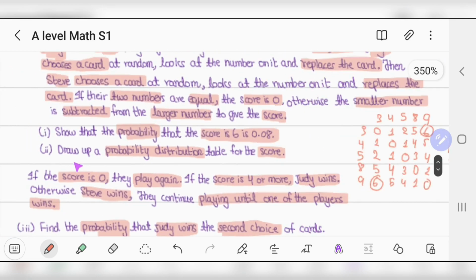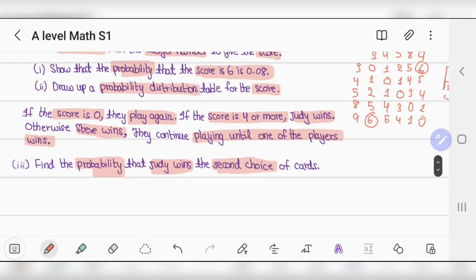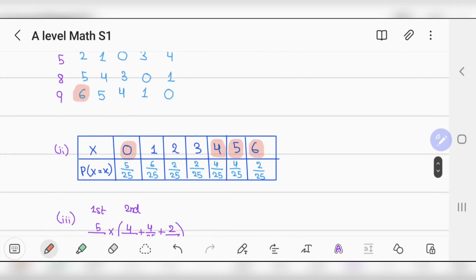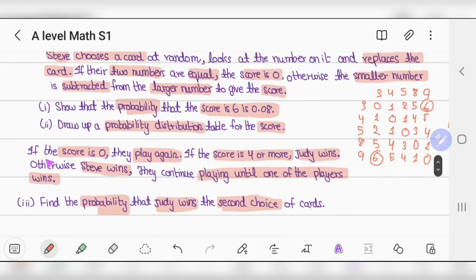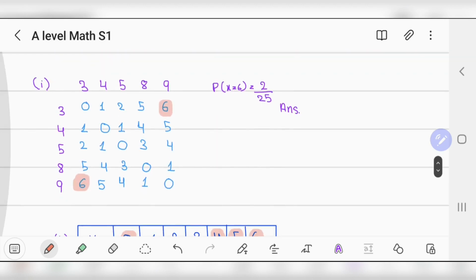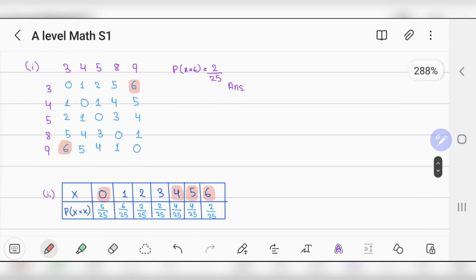Now it says draw up a probability distribution table for the score. So we just make a probability distribution like this. If the score is 0, they play again. We need to draw the probability distribution, and then we just keep on adding. It's really easy to take out the probability, like 5 for 0 out of 25, then 1, 2, 3, 4, 5, 6 upon 25. So we're just going to do it like this.